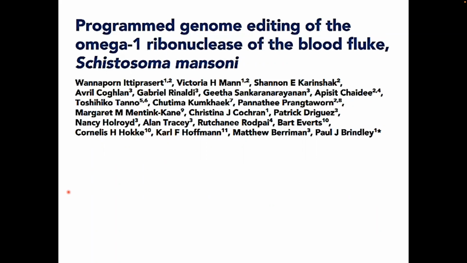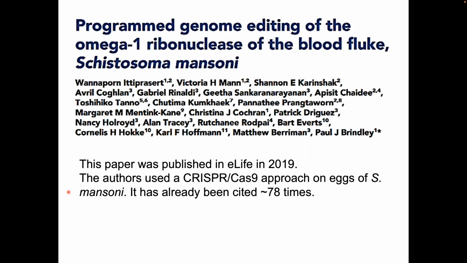Another one, you may recognize some more names there. This was published in 2019, and they used a CRISPR-Cas9 approach on the eggs of Schistosoma mansoni to try to get transgenic eggs. This paper was published in the journal eLife, which I mentioned in a talk the other day, and it's already been cited about 78 times since 2019, which is pretty good.